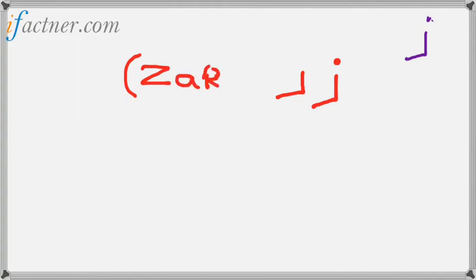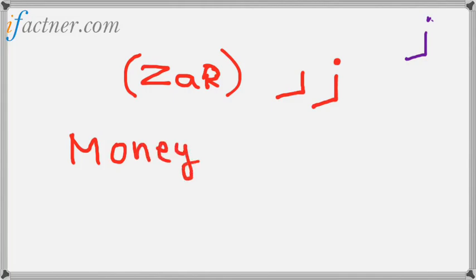There is a simple word called zar. Z, re, zar. It is pronounced as Z-A-R. Zar means money, richness, or riches. Zar.